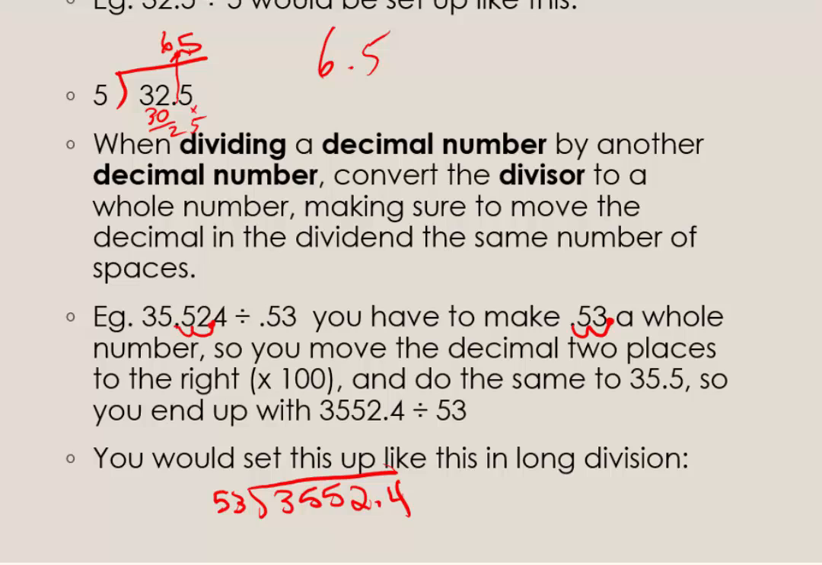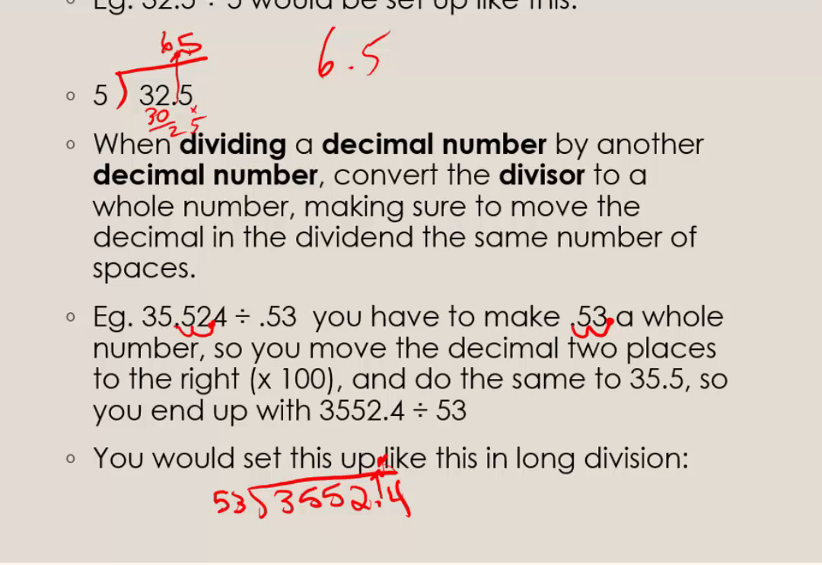Wherever your decimal ends up, you bring it straight up, and that's where your new decimal goes. So however many times 53 goes into 3,552, and then you do your remainders, bring down your 4, and once you bring down the 4, that's when you're going to be working on the other side of that decimal.